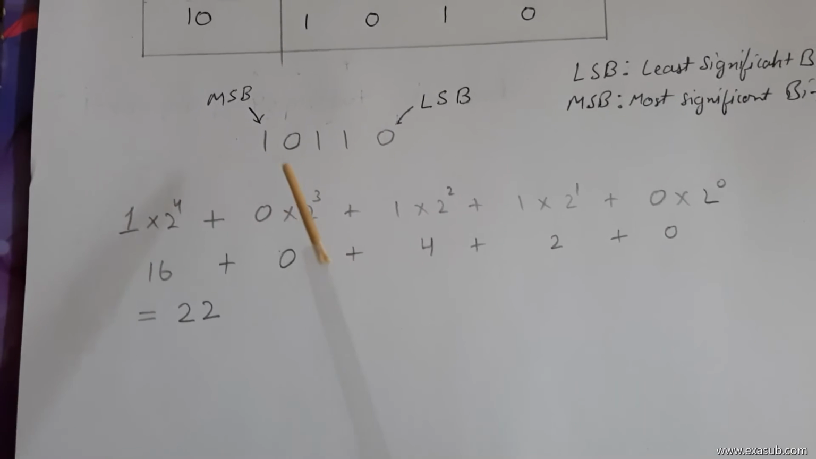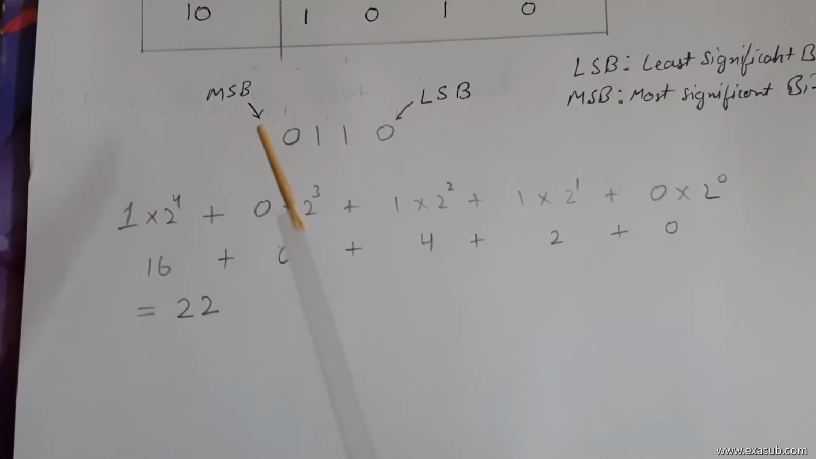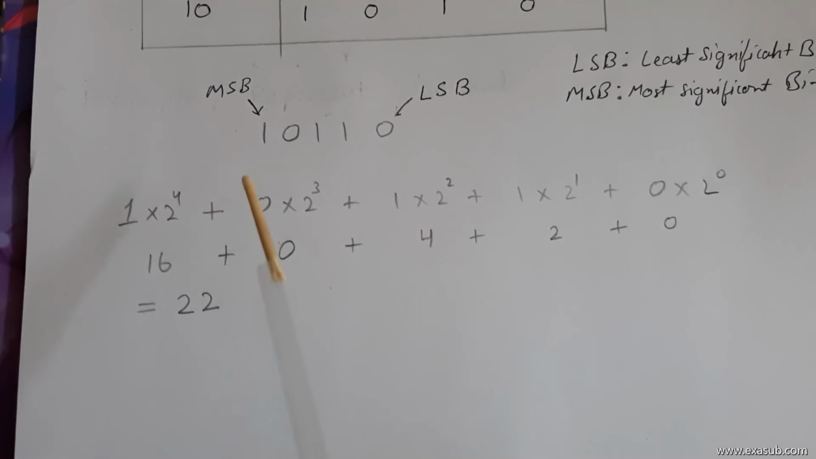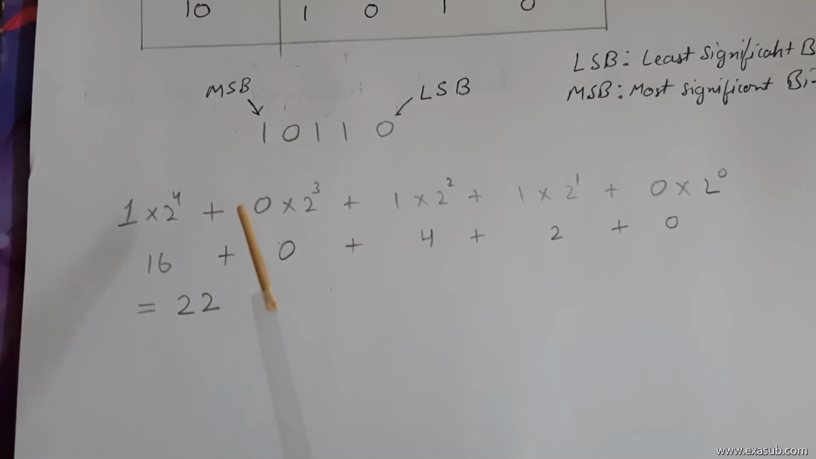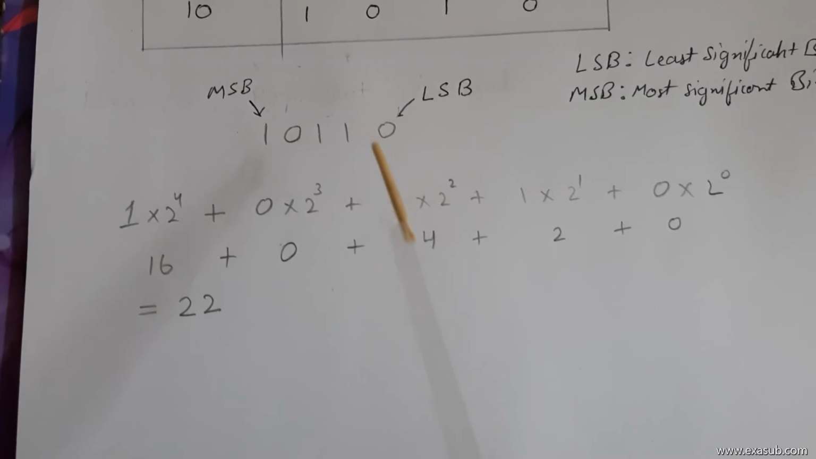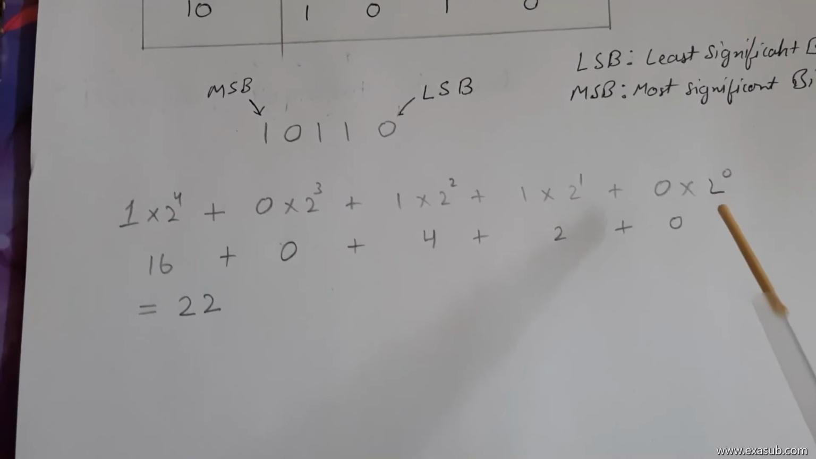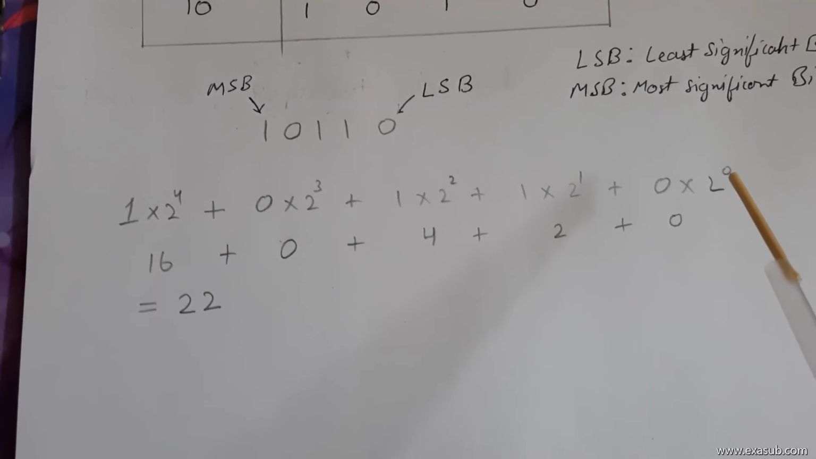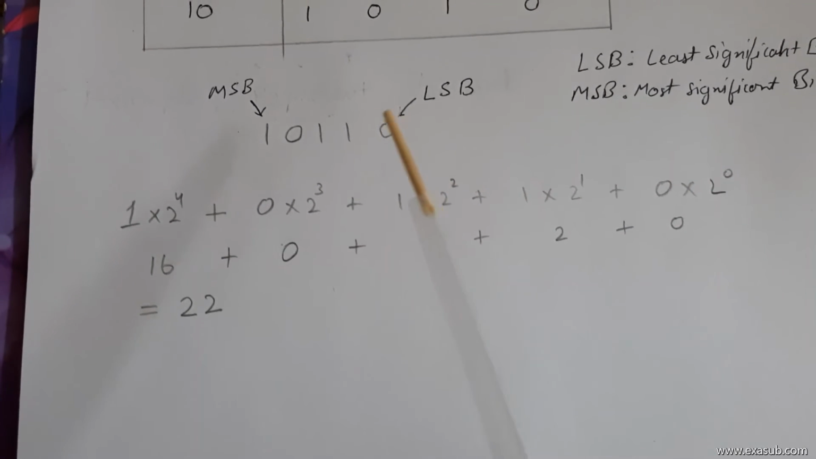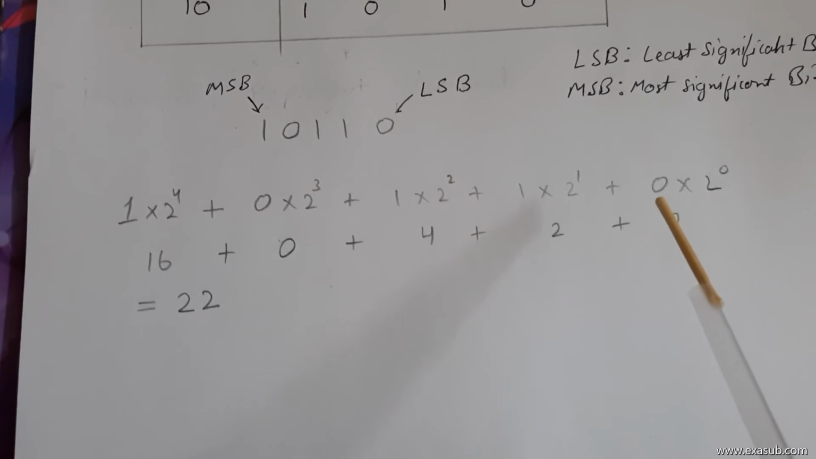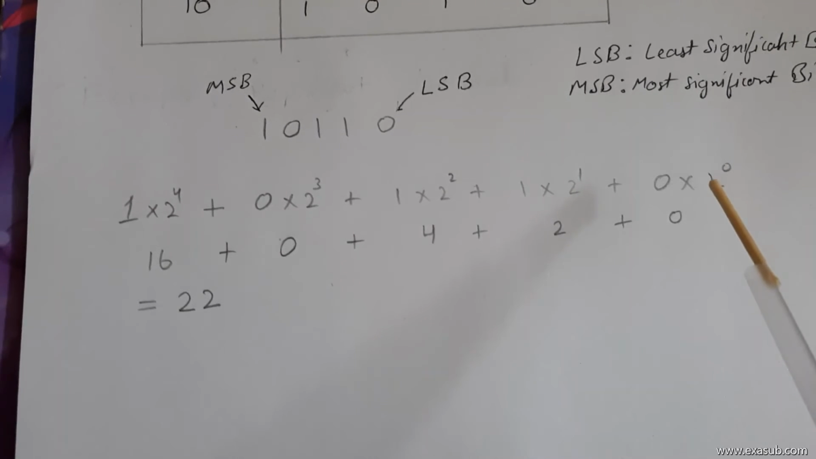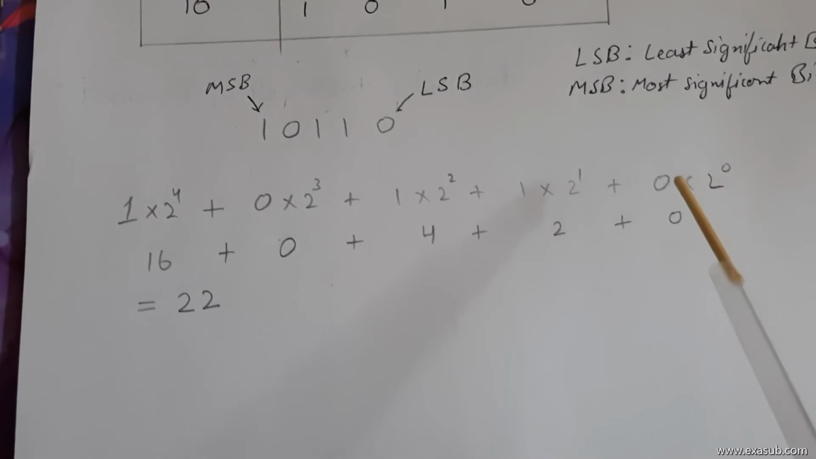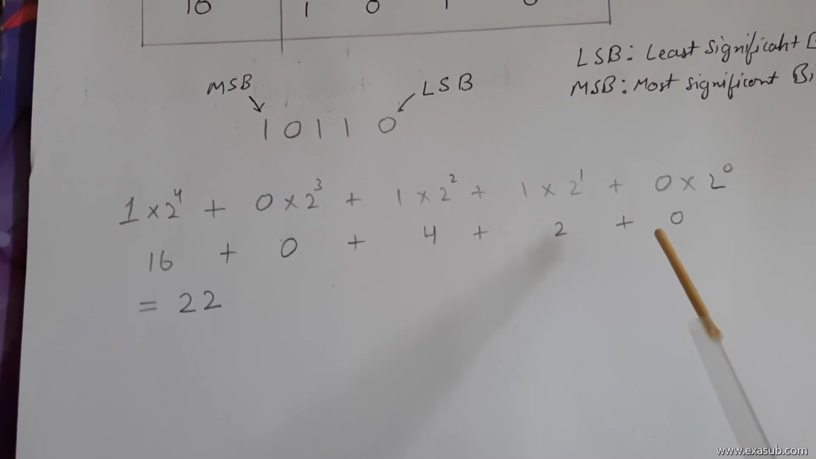Just as in the decimal number system we have weights, in binary we also have weights. So the LSB has a weight of 2 raised to the power of 0, and the digit is the face value. The face value digit is multiplied by the weight. So 2 to the power 0 is 1, multiplied by 0 is 0.